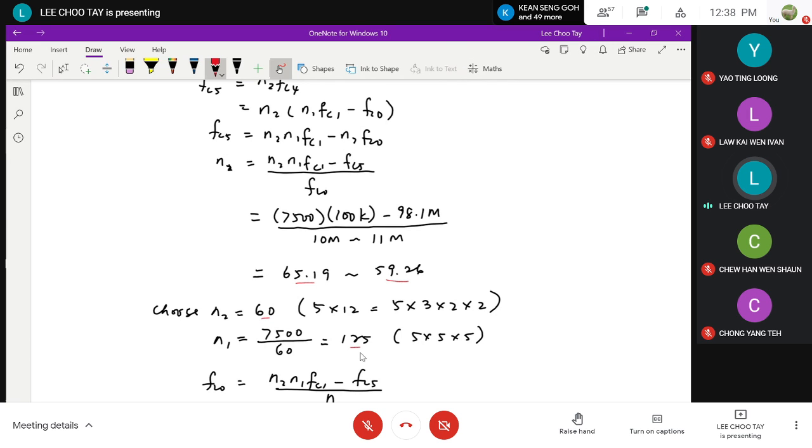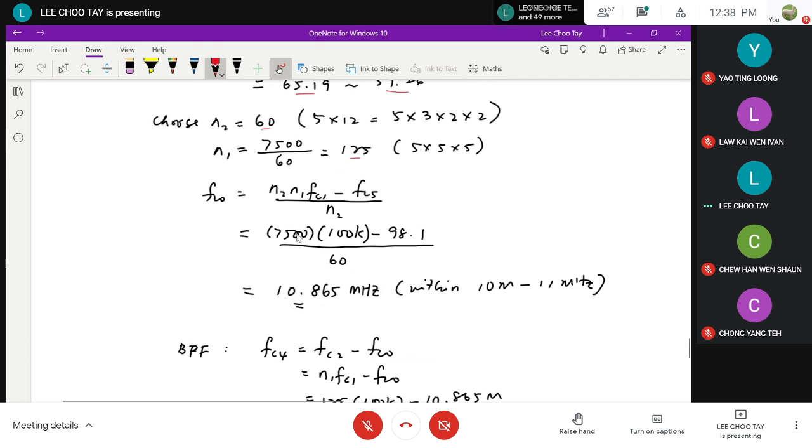So now I have got the values for N1 and N2. The next step is to find the value for my FLO. To find it, just rearrange your equation here. Bring your N2 down, bring your FLO up, and then substitute the numbers in. Then you get your FLO will be 10.865 megahertz. This is within the 10 to 11 megahertz range, so we can easily tune our local oscillator frequency to 10.865 megahertz.